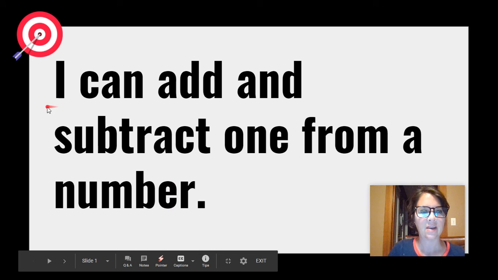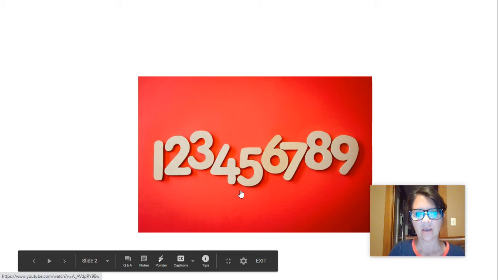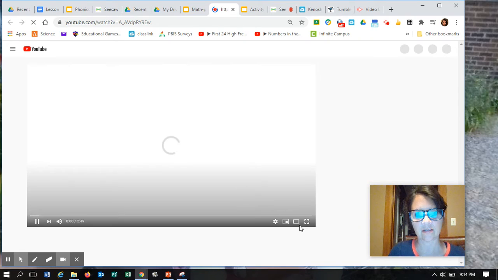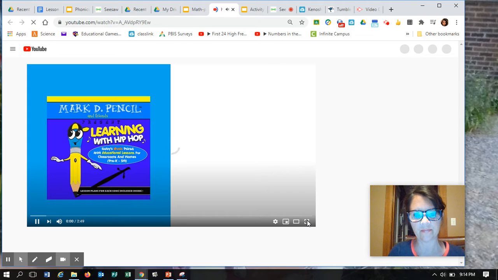It says, I can add and subtract 1 from a number. Okay, so we're going to be adding 1 and subtracting 1 from a number. So let's begin with our song, our counting song. Have a little fun. Please join in.